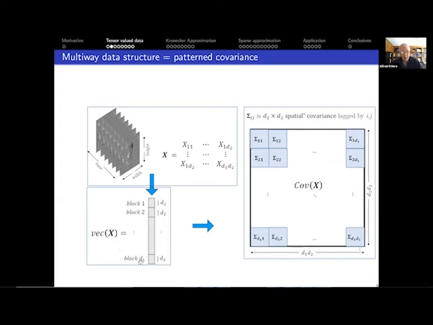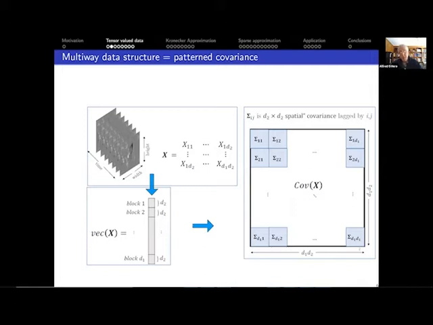And so if you look at the covariance of this vectorized version of this data matrix, what you end up with is a highly patterned matrix in terms of the blocks that appear to characterize these correlations between 2 spatial snapshots. So between snapshot 1 and 2, you have this correlation matrix. And so this correlation matrix has a fixed dimension, right? It's a D2 by D2 matrix, number of pixels by number of pixels.